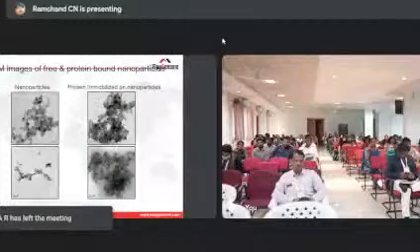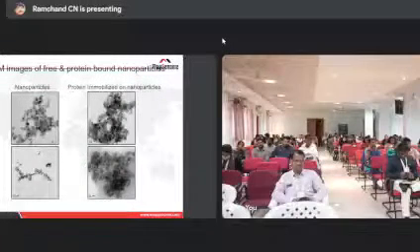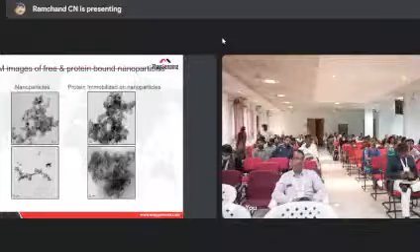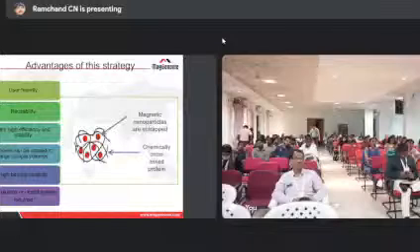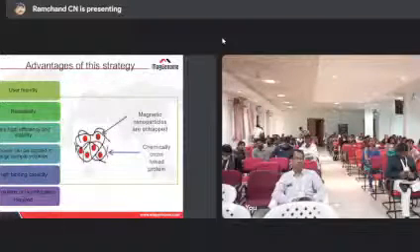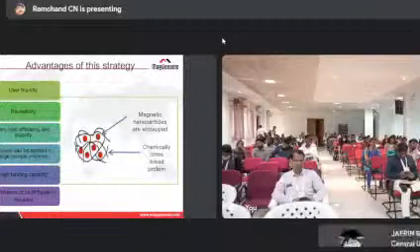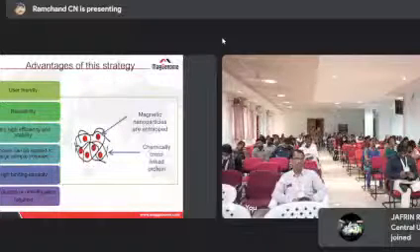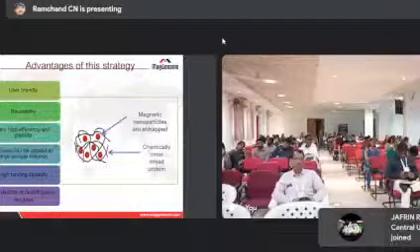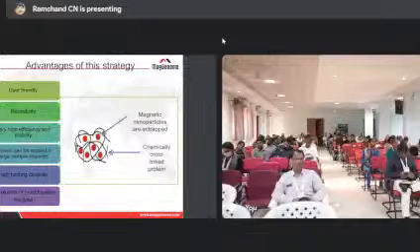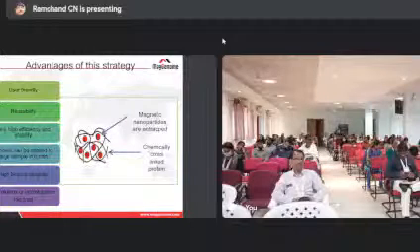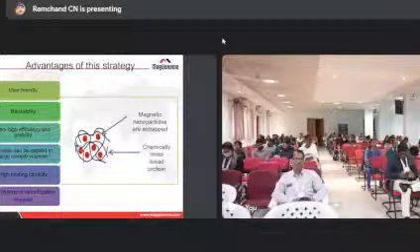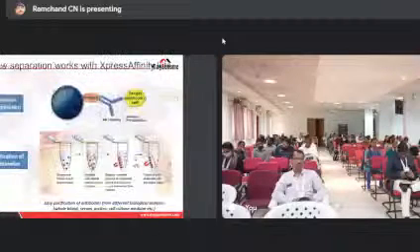You can see TEM images. One is free protein, the other, on the right-hand side, is the protein-coated particle. Now, the advantages of this strategy are that it is user-friendly and reusable. You can use it several times, because there is no leaching of the protein. Very high efficiency and stability. The process can be applied to large sample volumes. High binding capacity and no column needed for purification. Several people are buying this for research applications.